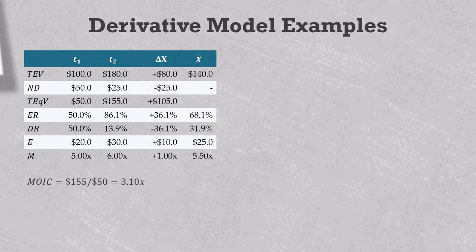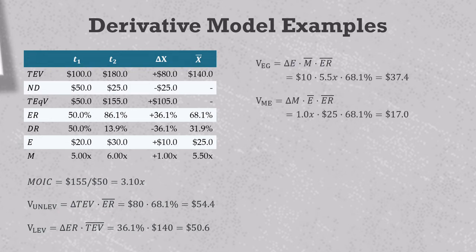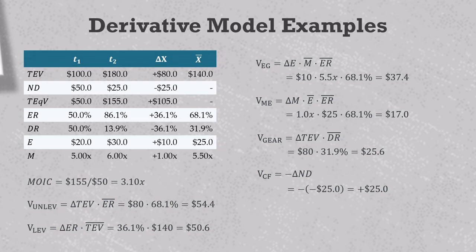The average equity ratio tells us that the unlevered share of that return is 54.4 million, and the average equity ratio change gives us a leverage effect of 50.6. As with the other levered deals, the equity ratio works to decrease the EBITDA growth and multiple expansion terms, while the debt ratio works to increase gearing share of the enterprise valuation change. The net debt change gives us cash flow generation of positive 25, and when you add up the value drivers, you get the total equity return of 105.